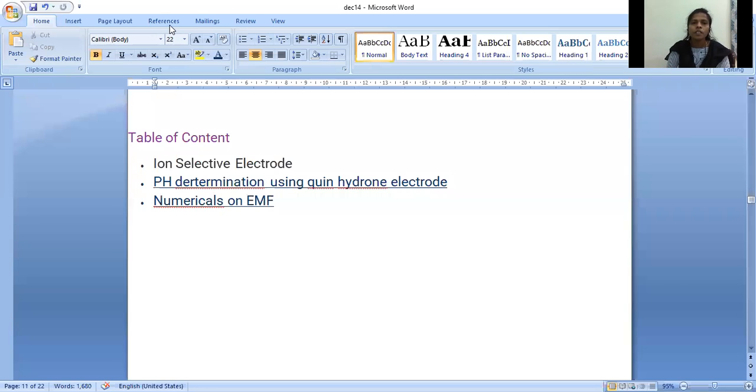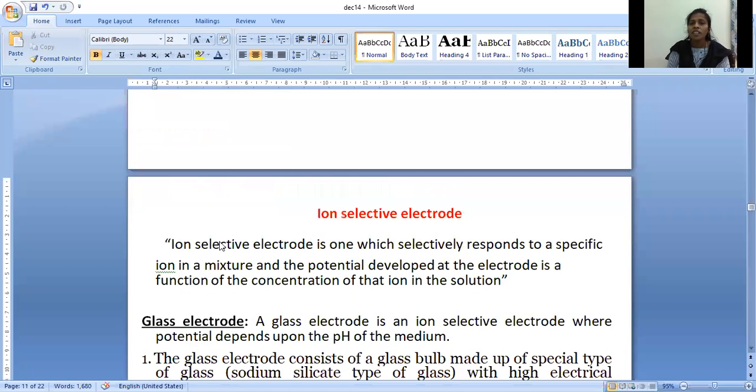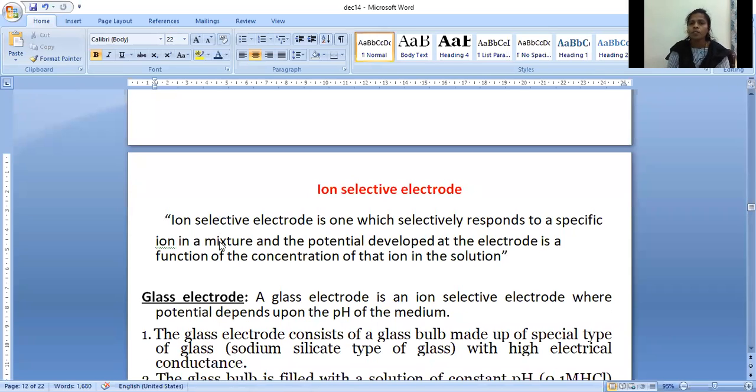Good morning, students. Today in this session, I'm going to explain ion selective electrode, pH determination by using quinhydrone electrode, and some numericals on electromotive force. So these are the last topics in electrochemistry. After electrochemistry, I will start practice. So first let us see what is ion selective electrode.